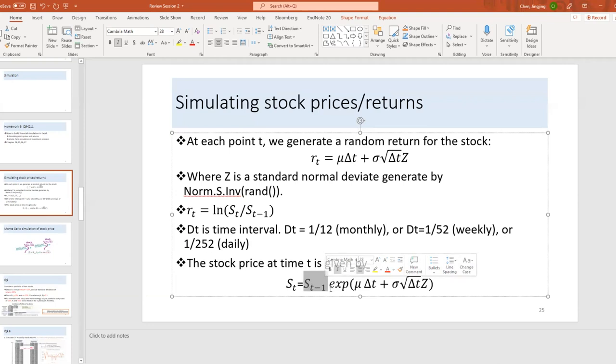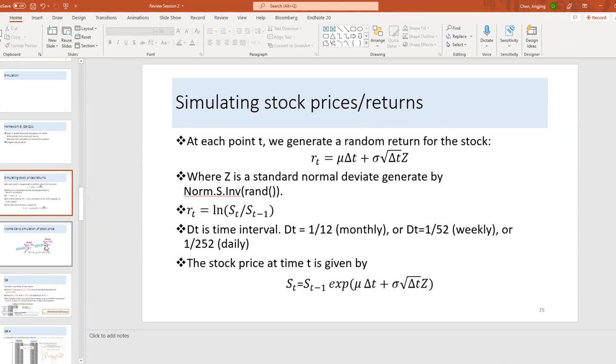So assuming that you know S0, which is the current price, then all your following prices will be generated by some random process. S_T, your stock price at time T, will depend on the stock price, which contains some randomness, at time T minus 1, times a new random variable, new random numbers, which is generated by this process.